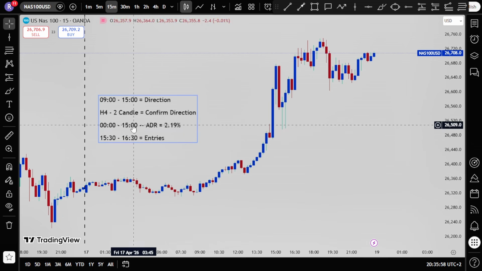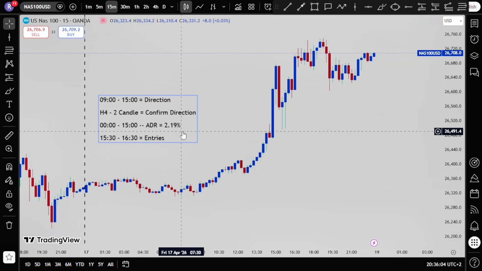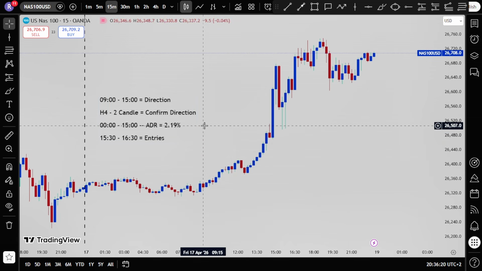Midnight to 15, we are looking for the ADR. On this day, we started at 2.19%. Sometimes the ADR can be in the form of pips, depending on the platform where you are getting the ADR from. In this case, it is 2.19%, and I'm going to show you how to apply the idea of the ADR and what it means in the market.